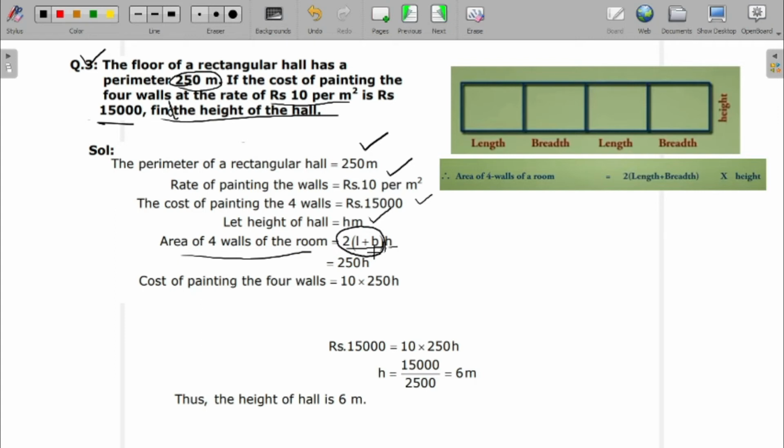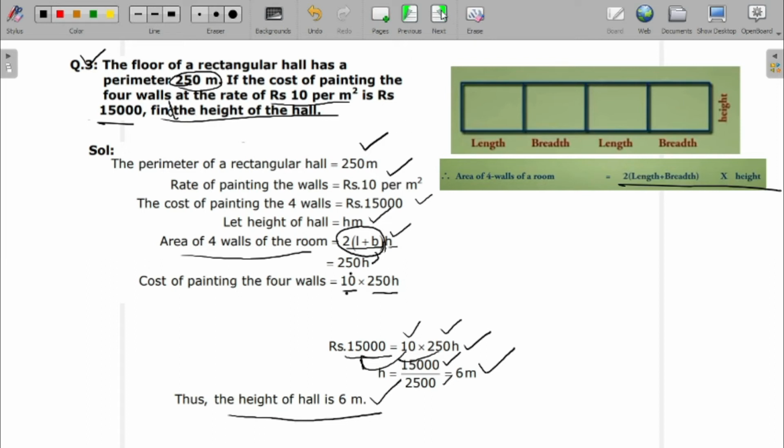So in place of this one, we write 250 and H as it is. Then cost of painting is 10 into 250, area of 4 walls into 10, that is 250. So 10 rupees: 15,000 equals 10 into 250 H. Here we have H. Then 10 will go down and 250 will also go down. So 15,000 upon 2500, 250 into 10. So what will you get? 6 meter. So height of the hall is 6 meter.